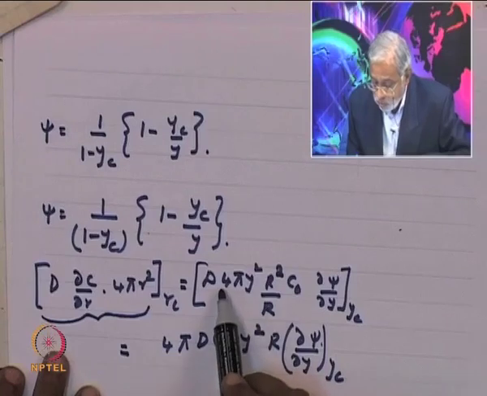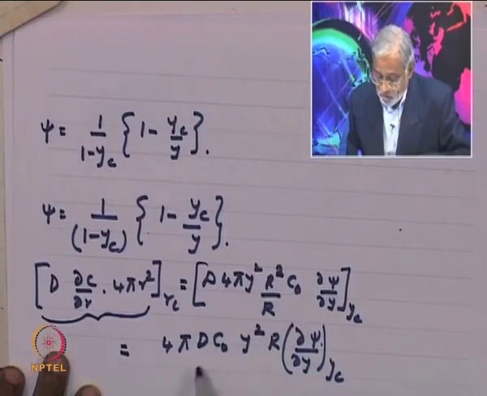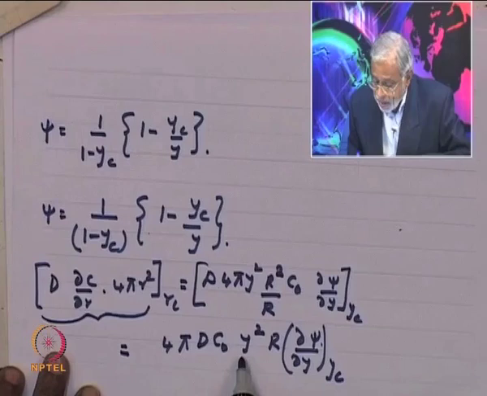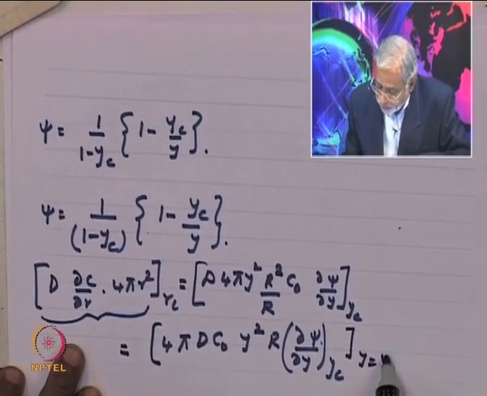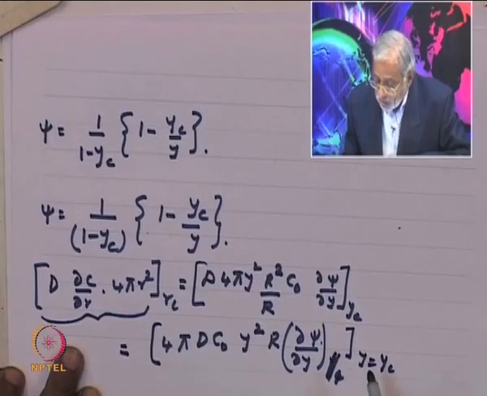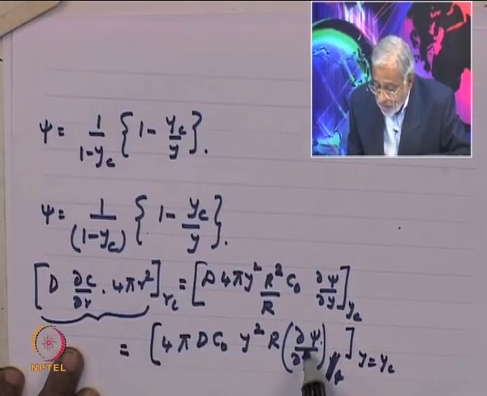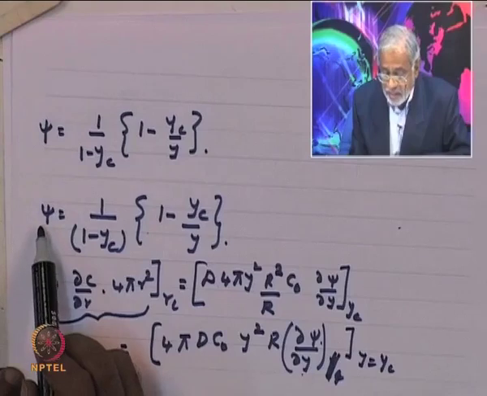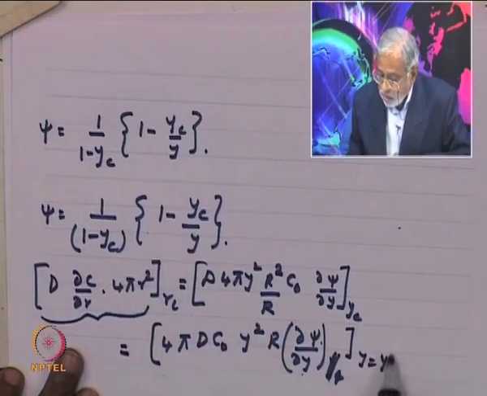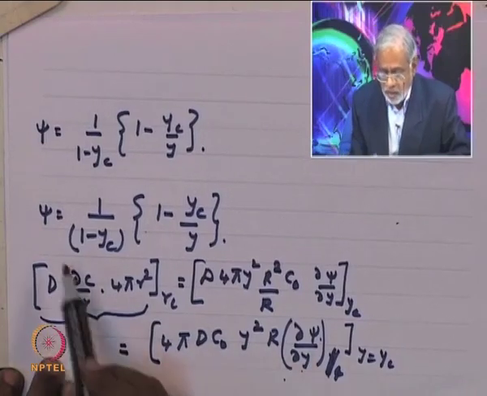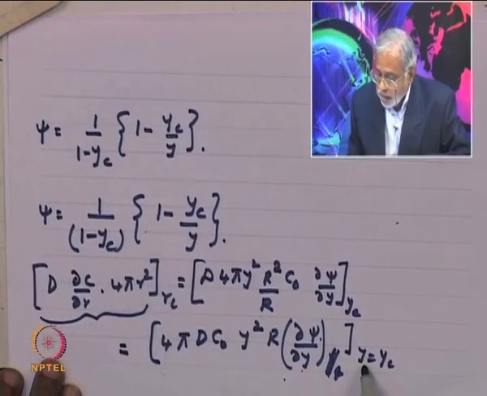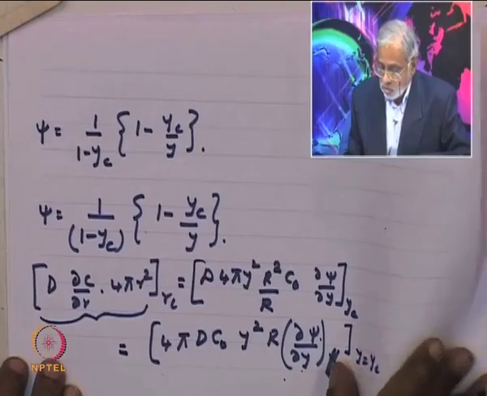So, I have done all that, 4 pi r squared, put all those terms. Now, we have got everything in terms of y. Now, this whole thing we want to calculate at y equal to y c. What is del psi del y? We can calculate del psi del y from here and then evaluate this at y equal to y c. It is fairly straightforward now. You only have to differentiate this and put y equal to y c. Okay. So, let me do that. It is not doing anything very complicated.